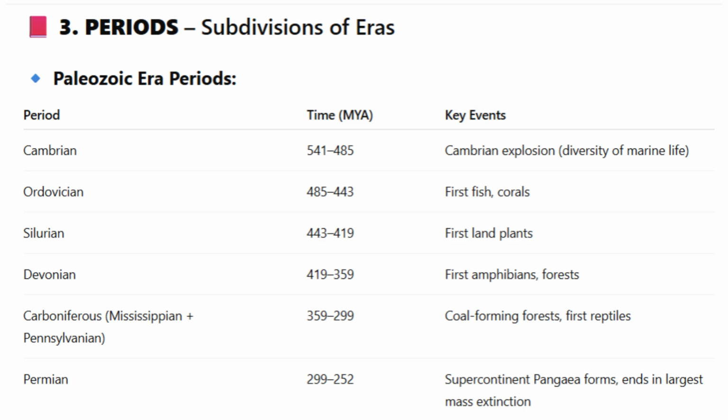Carboniferous, Mississippian plus Pennsylvanian, 359 to 299, coal-forming forests, first reptiles. Permian, 299 to 252, supercontinent Pangea forms, ends in largest mass extinction.